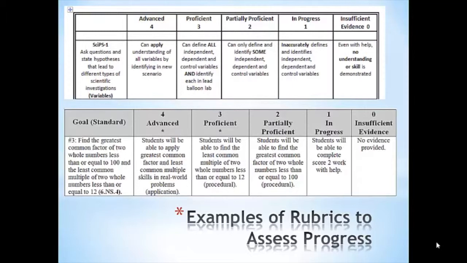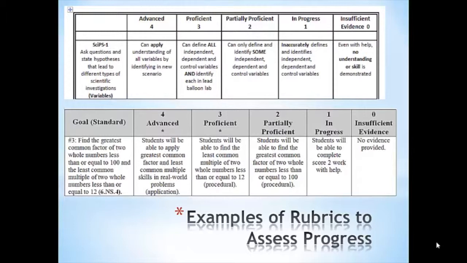And as you go along the way, advanced is: can the student apply the understanding of all the variables in possibly a new scenario? So taking that level of proficiency and applying it in some new context. Proficiency is utilizing something they're very familiar with, in this case a lead balloon lab in an 8th grade science class, and they can identify all the parts related to that activity they did in class.